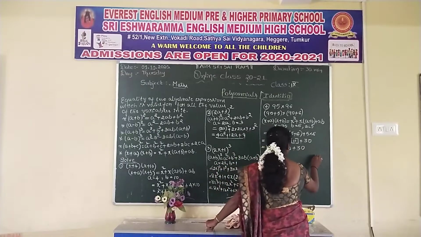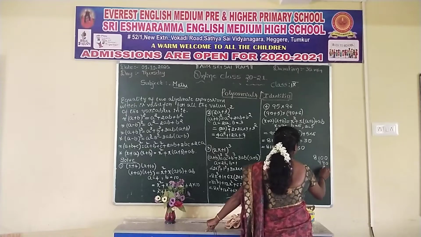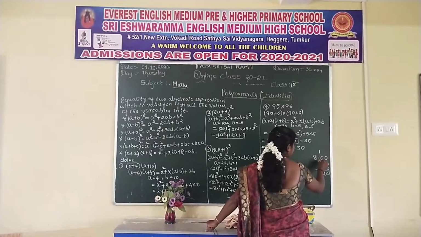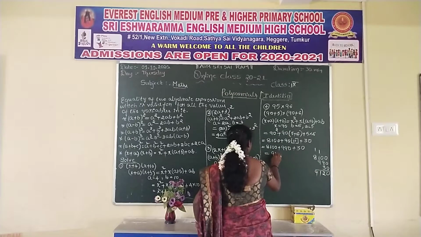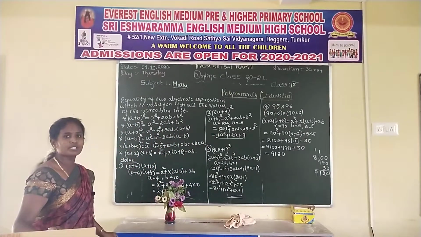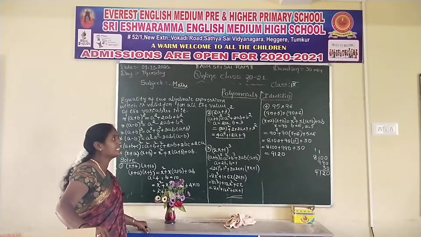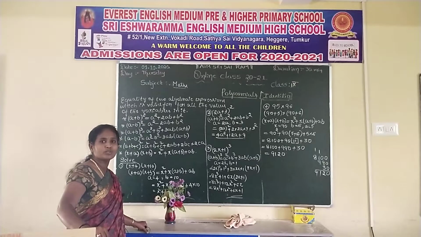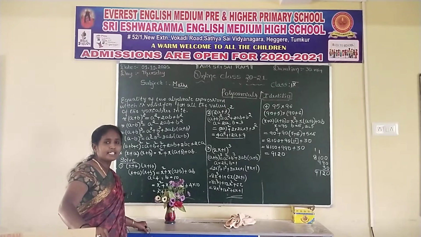So you add the three numbers: 8100, 990 and 30. 0 plus 0 is 0, 9 plus 3 is 12, 1, 9 plus 1 is 10, 1, 8 plus 1 is 9. So their product is 9120. The product of 95 into 96 is 9120. If you multiply commonly, you will get the same answer.